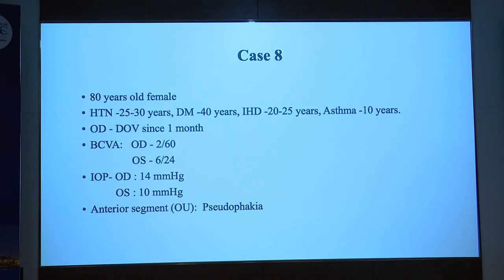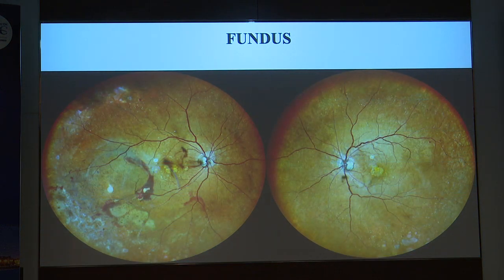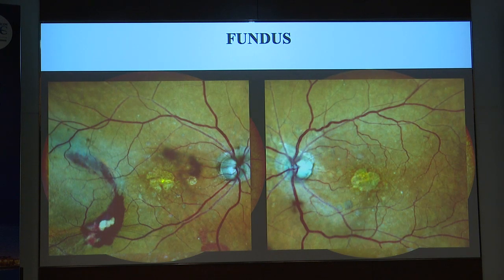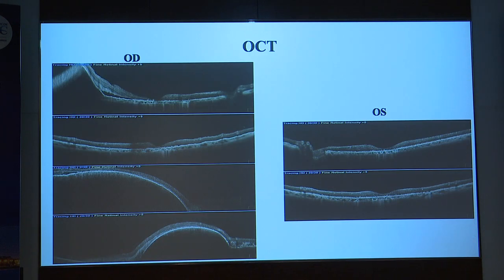Case number 8, pseudophakia. This is the picture at presentation. She is an 80-year-old female. This is a peripheral PCV with fluid encroaching onto the macula. We treated with brolucizumab, and look at the advantages of a large field OCT. Even through the peripheral part, we can have an OCT, showing the fluid percolating into this. This is the advantage of a wide field OCT image.